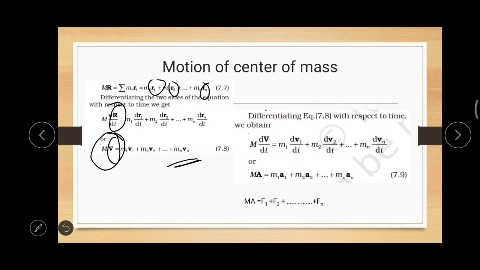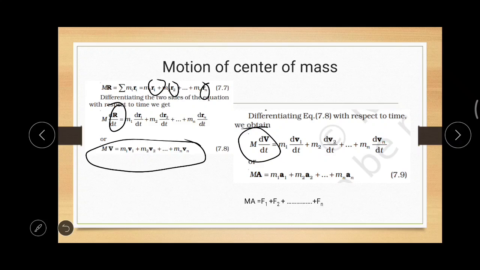Now again you are differentiating this equation, that is MV is equal to m1 v1 plus m2 v2 plus etc. up to mn vn, with respect to time. That is, M into dV by dt is equal to m1 into dv1 by dt plus m2 into dv2 by dt plus etc. up to mn into dvn by dt. dV by dt, that is the velocity divided by time, is the instantaneous acceleration.